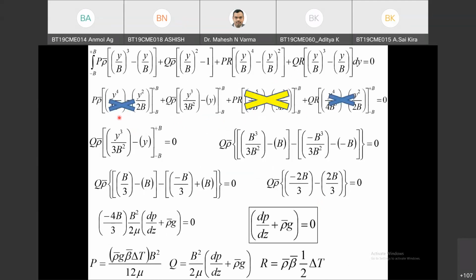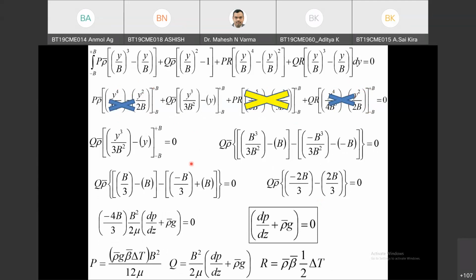So why is this neglected? Because this is even power, this is also even power. Even power integrating from minus b to plus b will be 0. Again, why is this neglected? This is even power, this is even power. Minus b to plus b, even power will be equal to 0.